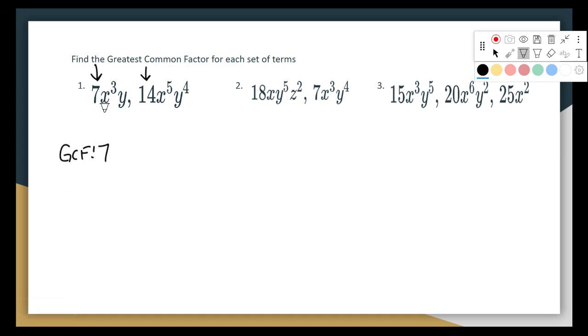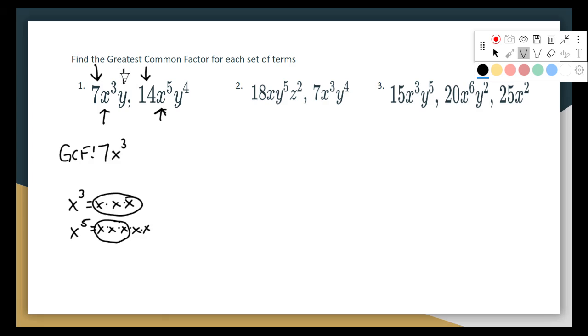Next, I'm going to look at the x variables. I have 3 powers of x in the first term, 5 powers of x in the second term. I can take the smaller of the two out. So the smaller is x to the third. I can take x to the third out. The reason for that is x to the third is x multiplied by itself 3 times. X to the fifth is x multiplied by itself 5 times. Both of these, x to the third and x to the fifth, contain 3 powers of x. That's where I get my GCF of x to the third. But the simple way to think about it is whichever the smaller one is, that's the one you can take out.